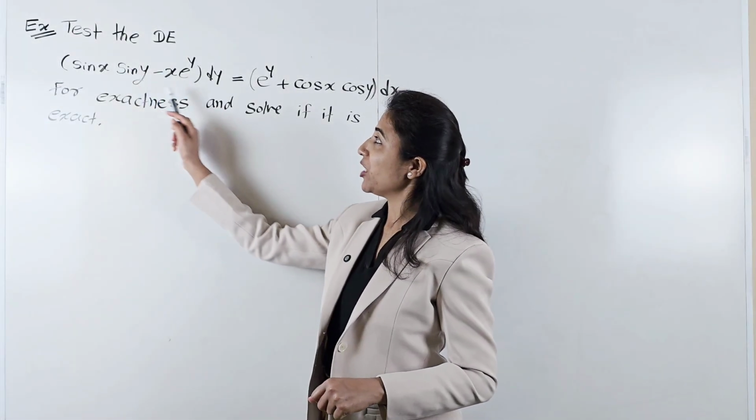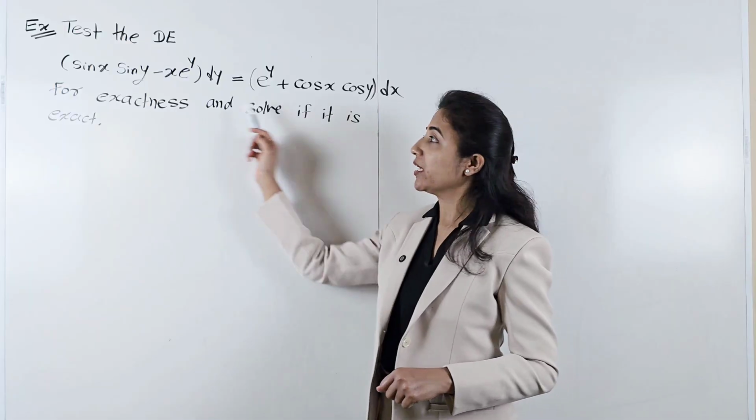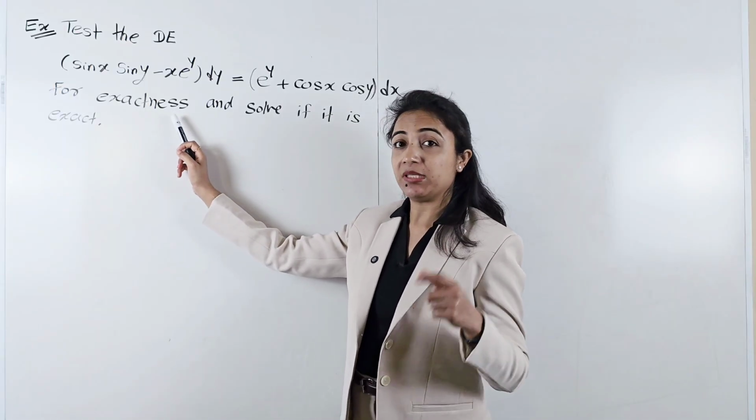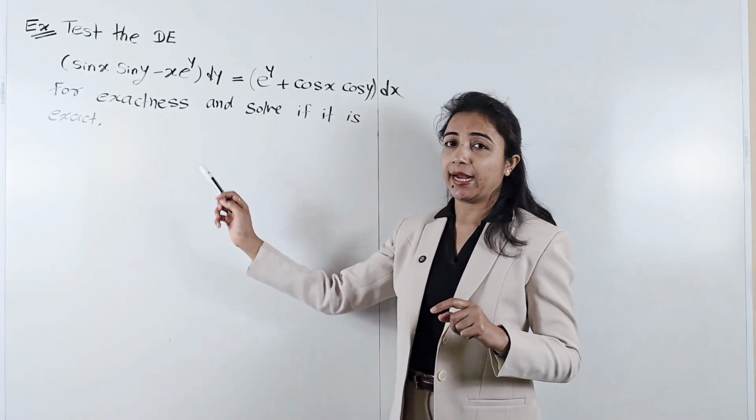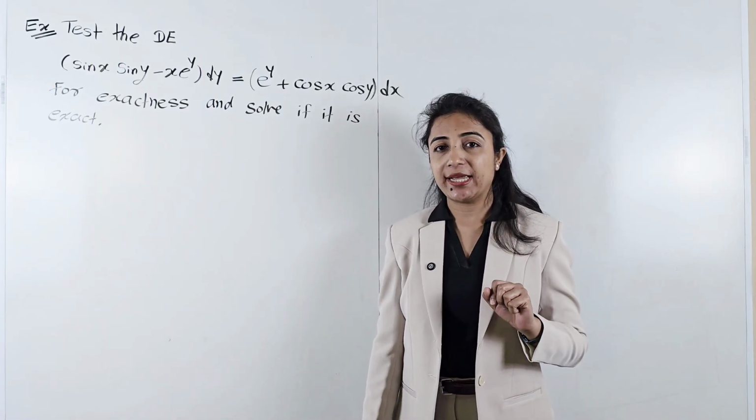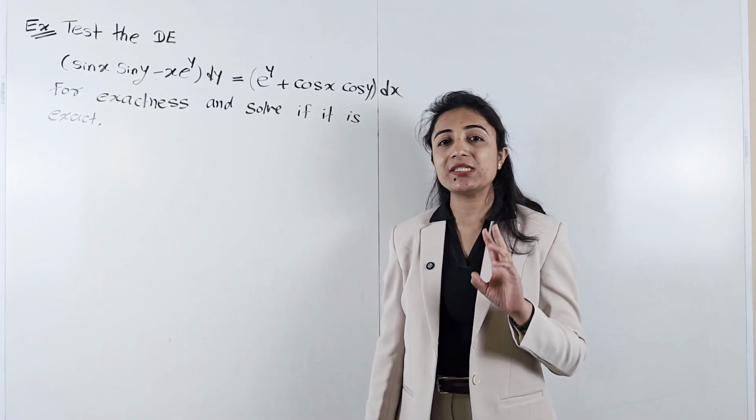So let's see our first example. Here, test the differential equation. This is our given differential equation for exactness. That means test whether it is exact or not, and solve if it is exact. That means first you have to check the exact differential equation. So what is the step?